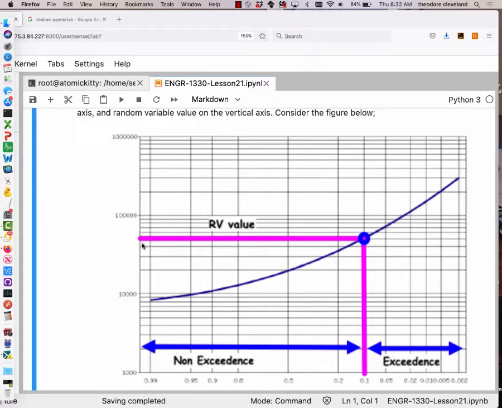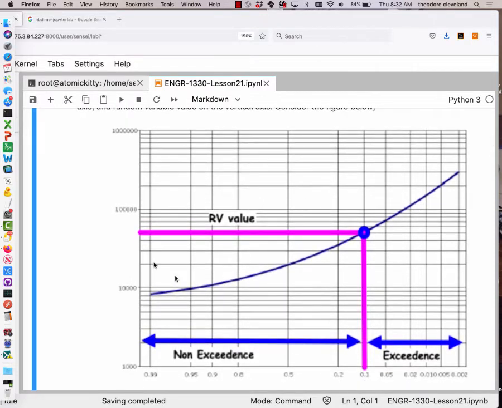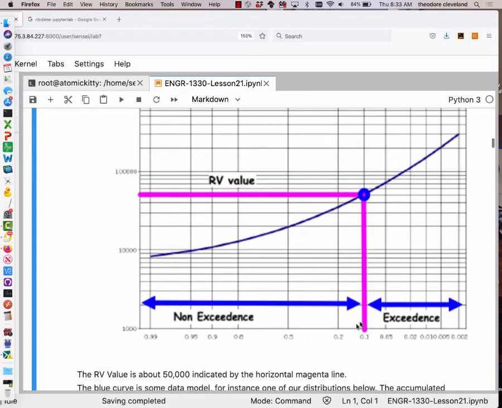And we've selected a random variable value, around 50,000, which is this magenta line. So if we take the magenta line, move horizontally from 50,000 until we hit the data model, and then read downward, we come to a probability of 0.1. So to the left of that is called the non-exceedance probability.